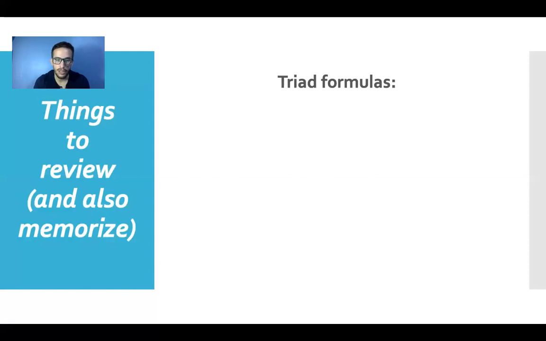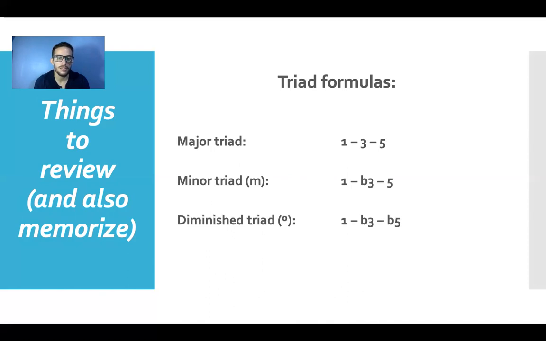First, the triad formula. Now, some of you saw this last year, but there are some new members in this class, so you maybe do not know this. Okay, so we're going to review that. The formula of the major triad is 1-3-5. The formula of the minor triad is 1-flat 3-5. The formula for the diminished triad is 1-flat 3-flat 5, and the formula for the augmented triad is 1-3-sharp 5.